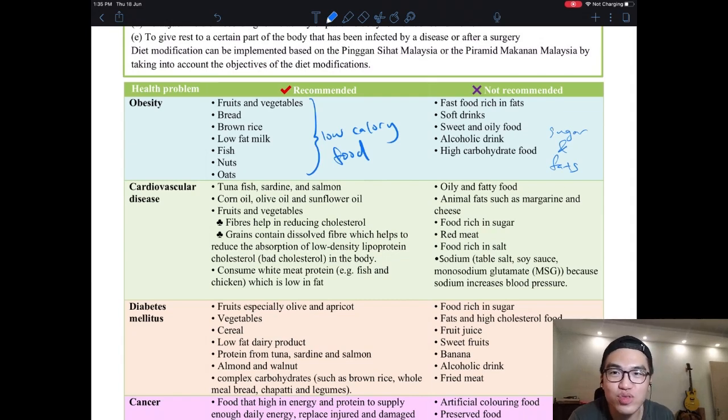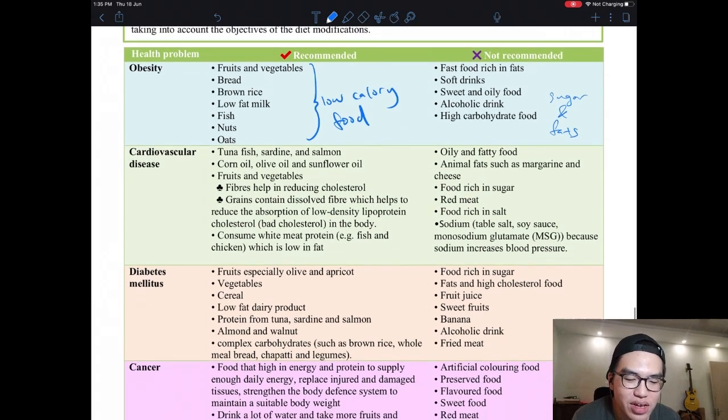Because you're so used to these types of junk food, you think you need it. Actually, you don't. It's more of a want thing. You want it. So obesity is a choice in most cases. 99% of the cases are a choice. All right, and then number two, cardiovascular disease.